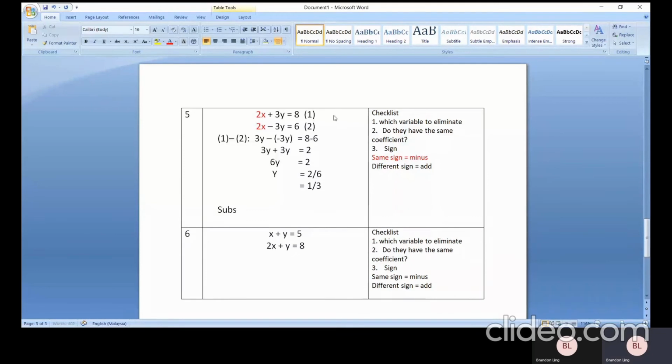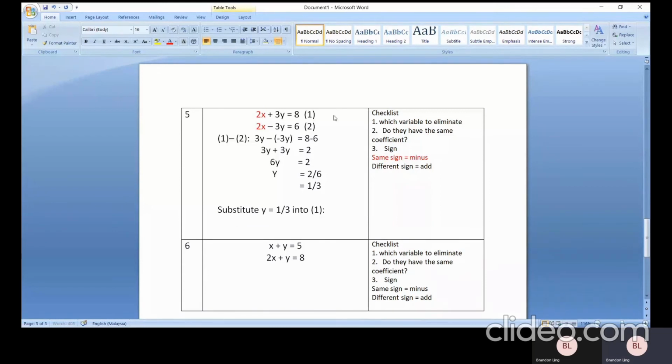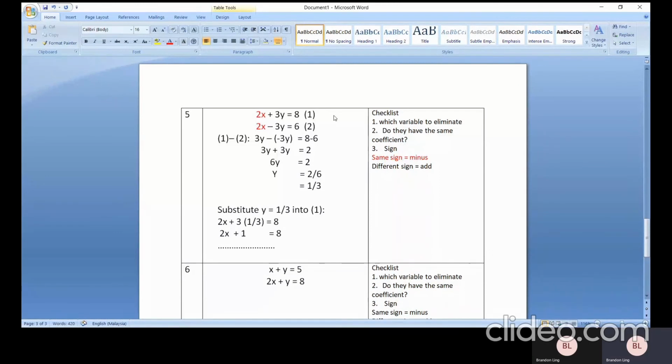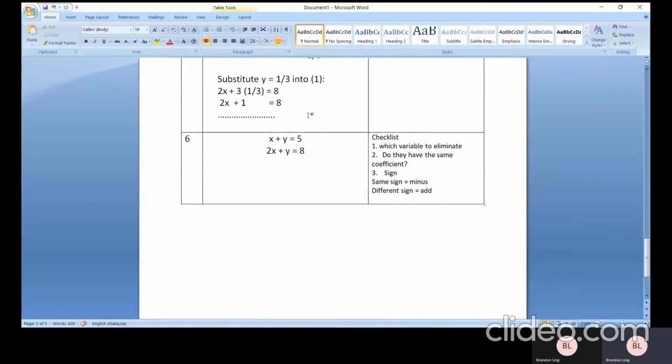Okay, of course, next we can substitute y equals to 1 over 3 into equation 1, let's say. So 2x plus 3 times 1 over 3, you get 8. So 2x plus 1 equals to 8. Okay, so you can continue with this working to get your final answer of the x value. Okay, now we move on to the last question here, question number 6. You have x plus y equals to 5, 2x plus y equals to 8.